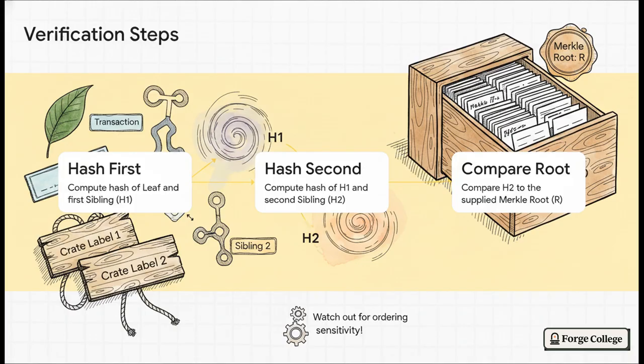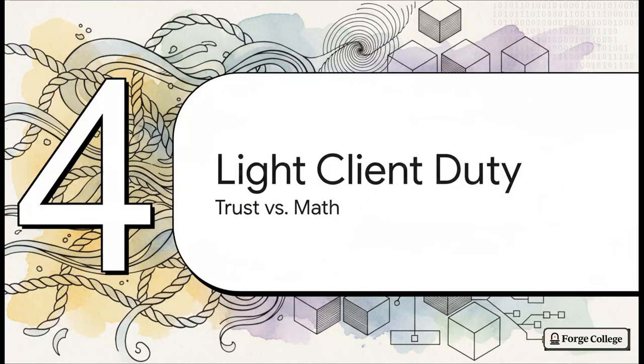other box. Just remember to watch out for ordering sensitivity. Concatenating the leaf and sibling in the wrong order is like putting your shoes on before your socks. Your verification is absolutely going to fail. Which brings us to Section 4, light client duty, trust versus math.